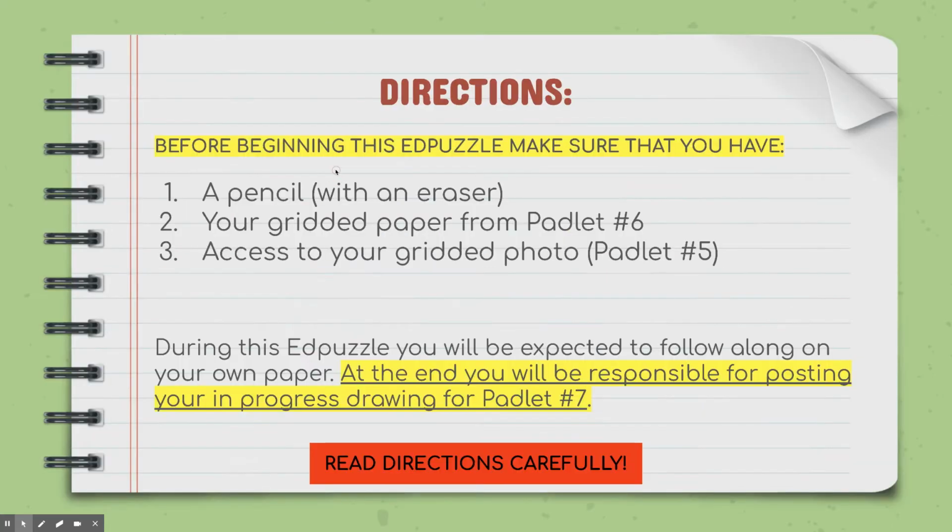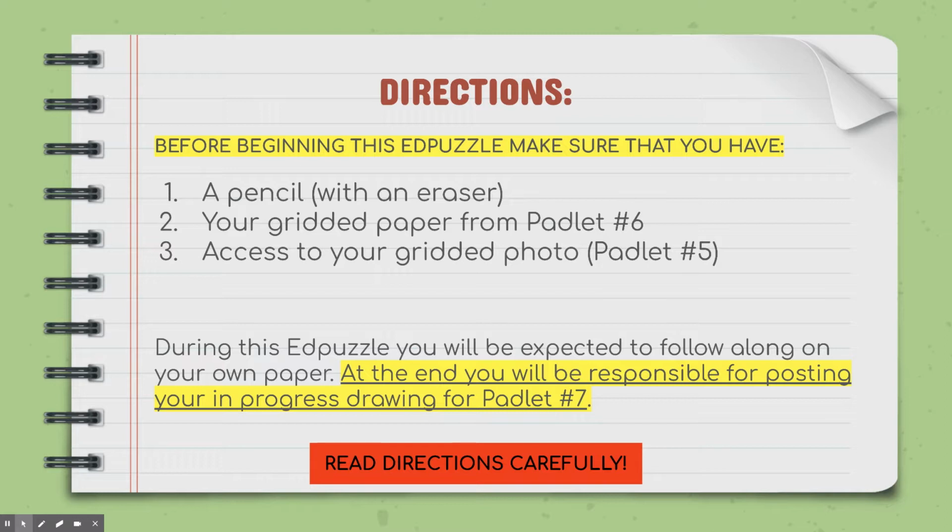So before you get started, you're going to need a few things. A pencil with an eraser, your gridded paper from Padlet 6, so that's just the white piece of paper that we gridded out last class that has the columns and the rows drafted on it, and then access to your gridded selfie. So whatever you posted for Padlet 5, that was just a quick reminder. That was what we used Art Tutor for to grid out our photos.